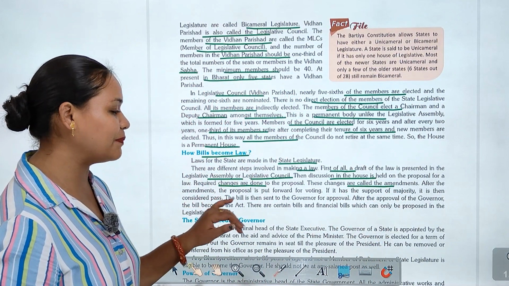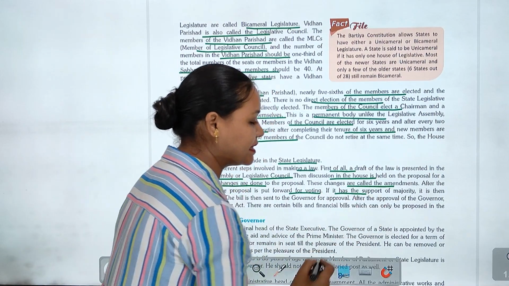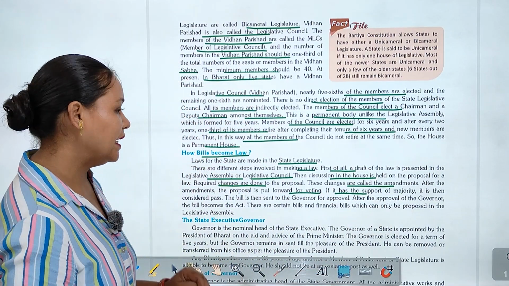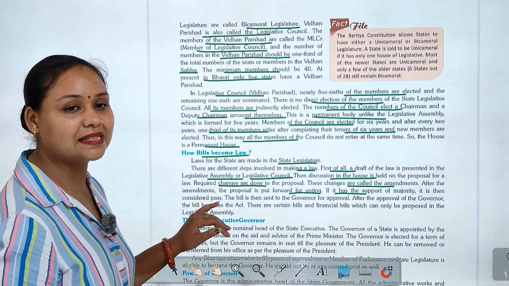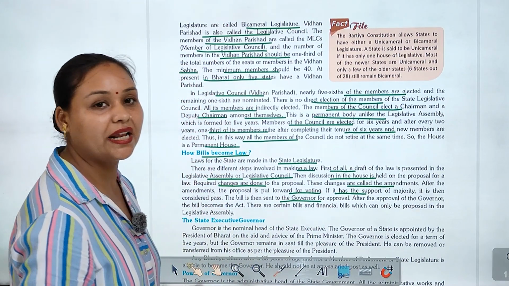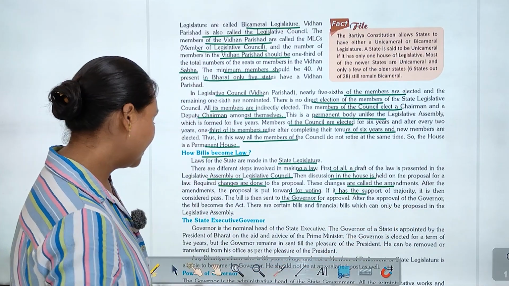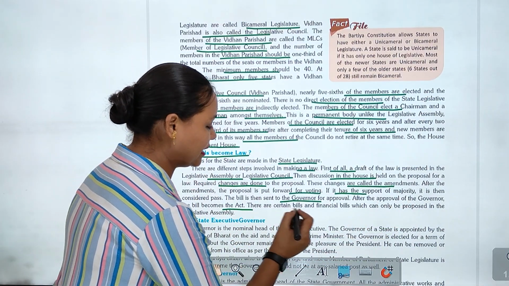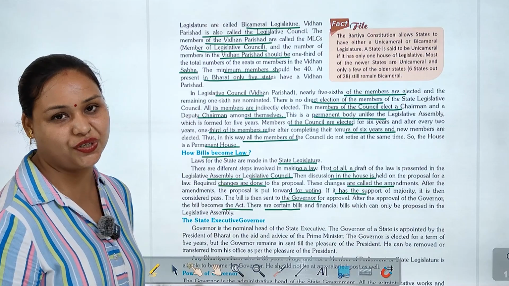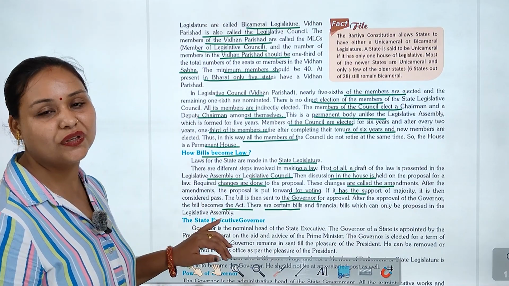After the amendments, the proposal is put forward for voting. If it has the support of the majority, it is then considered passed. The bill is then sent to the governor for approval. After the approval of the governor, the bill becomes an act. There are certain bills, like the financial bill, which can only be proposed in the legislative assembly.